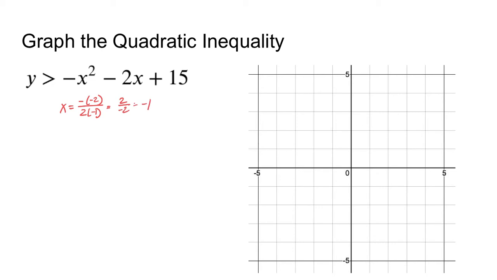And then I'll take that value, -1, and I'll plug it back into my equation. So that'll give me -1 squared minus 2 times -1 plus 15. That's negative, and then -1 squared is 1, plus 2 plus 15. That gives me 16 as my coordinate pair. Okay, so my vertex is at -1 comma 16.